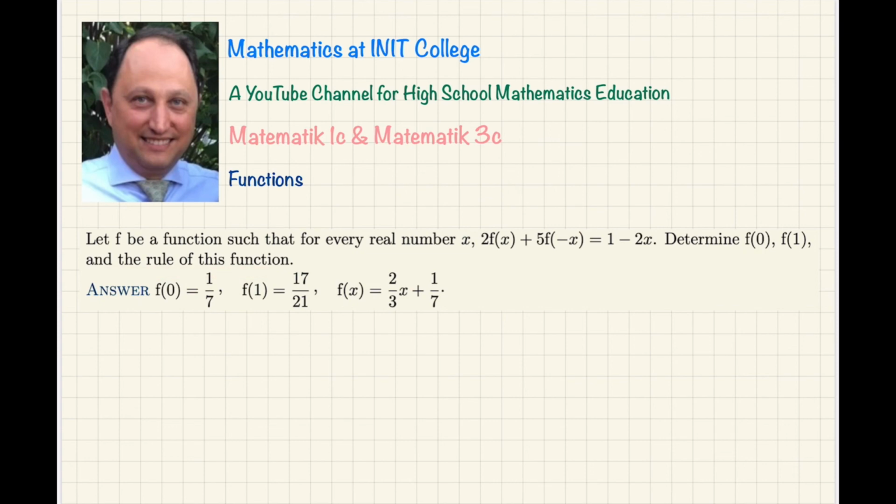It is a good idea if you pause the video at this point and try to solve the problem yourself first. If you do everything correctly, the answers that you will get are f of 0 equals 1 over 7, f of 1 equals 17 over 21, and finally the rule of the function, f of x equals 2/3 x plus 1 over 7.